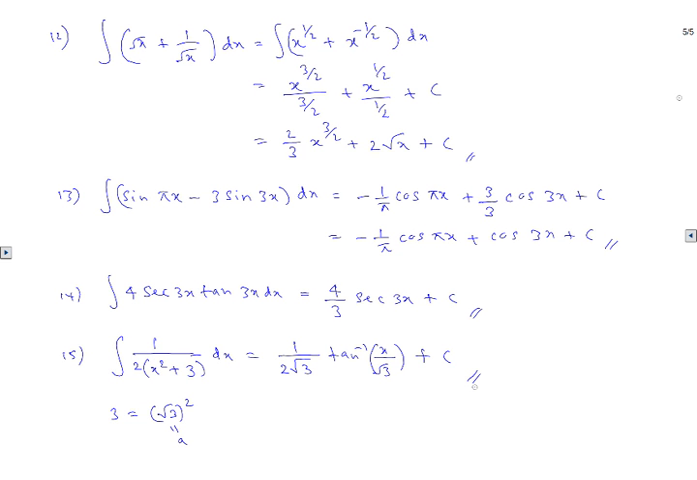Okay, so I'm going to stop here for the antiderivative formulas, and you can start working on the homework. Okay, so that's the end of antiderivatives.